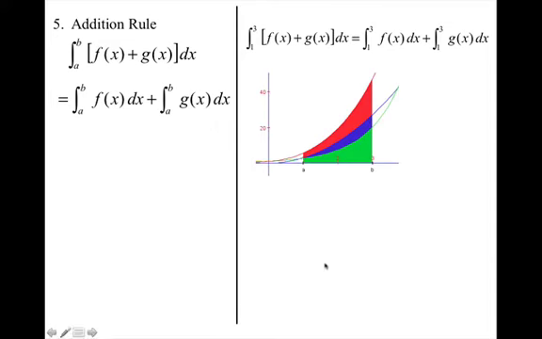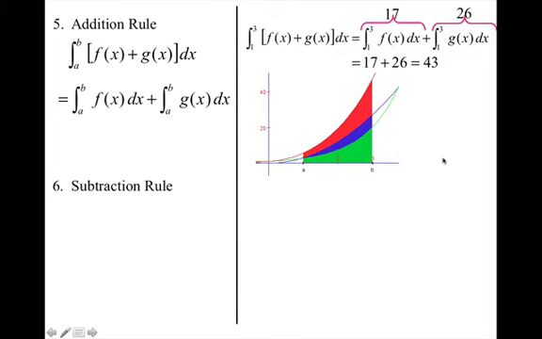And graphically, what this means is the green curve is my f of x area. The blue curve is the area for g of x, and the red curve is the sum of these two areas. So I know that this is 17, this is 26, so that means the area underneath the red curve is 43.